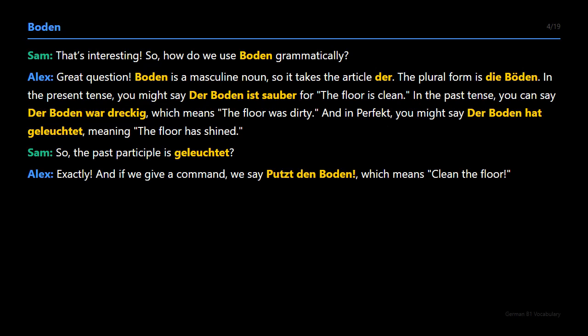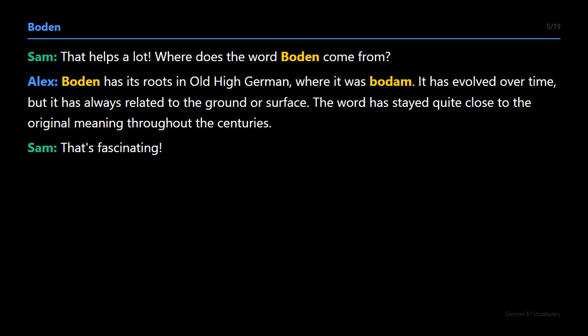That helps a lot. Where does the word Boden come from? Boden has its roots in Old High German, where it was Bodam. It has evolved over time, but it has always related to the ground or surface. The word has stayed quite close to the original meaning throughout the centuries.